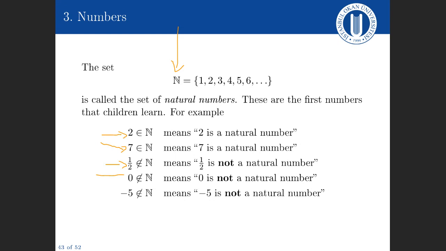I say that 0 is not a natural number. There is some disagreement in the world for this. There's a minority of people in the world who want 0 to be a natural number, but most mathematicians in the world agree that 0 is not a natural number. And negative numbers such as -5 are not natural numbers.